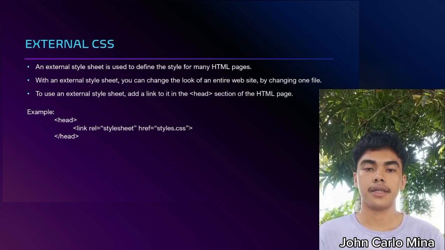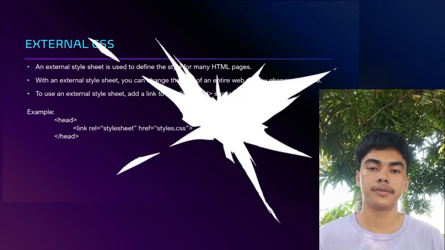External CSS is a way of applying CSS style to HTML elements by linking an external style sheet file to an HTML document. This method is advantageous because it allows you to separate the styling from the content, making the HTML cleaner and the CSS reusable across multiple pages. Example: head, link rel stylesheet, href style.css, head.